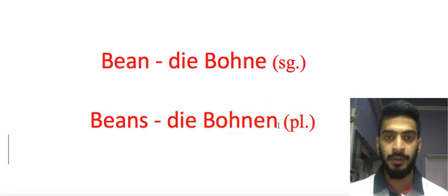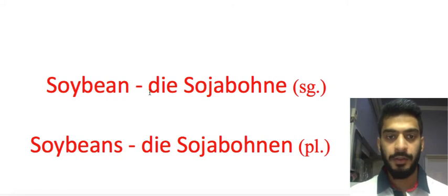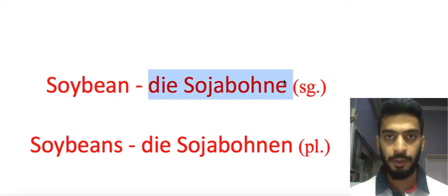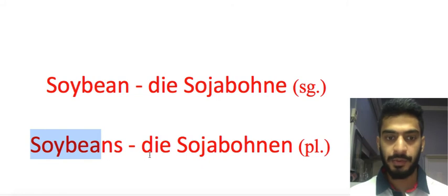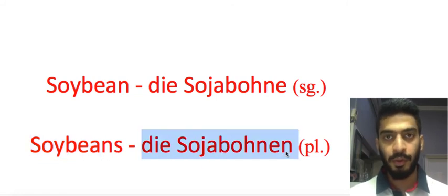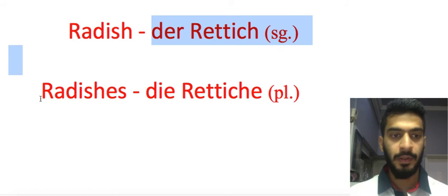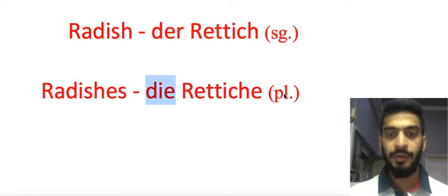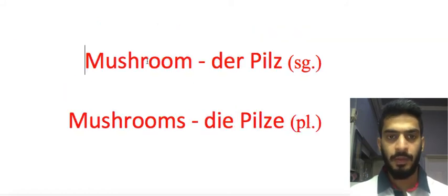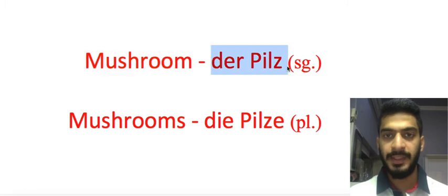The Bohnen. Soybean, die Sojabohne, singular form. Soybeans, die Sojabohnen, plural form. We have extra N at the last. Radish, der Radieschen, singular form. Radishes, die Radische, plural form. Mushroom, der Pilz, singular form. Mushrooms, die Pilze, plural form.